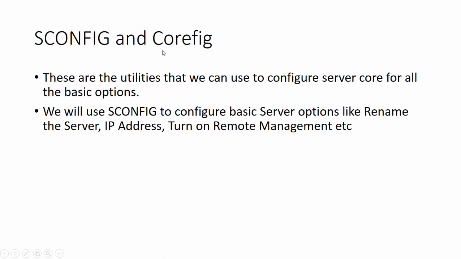So there are many roles that we can install on server core, and there are two ways we can basically configure server core. One is a built-in command called sconfig, through which we will configure our basic server core. And the second is a utility which a Microsoft expert came up with, called coreconfig, and it has a lot more options to configure server core. And then there are the hardest options. So there's an easy way to configure, and there's a hard way to configure.